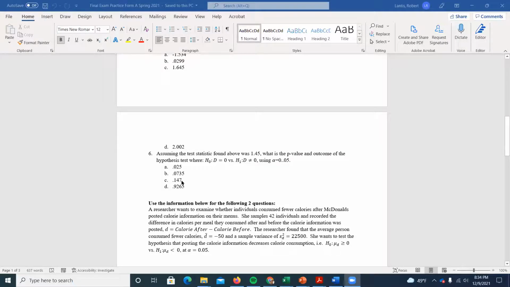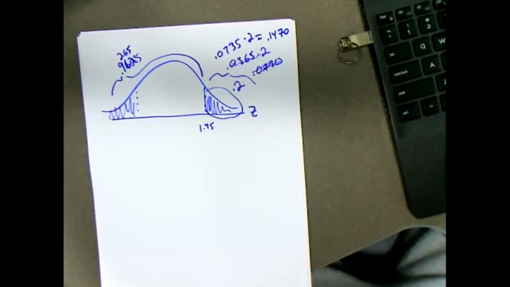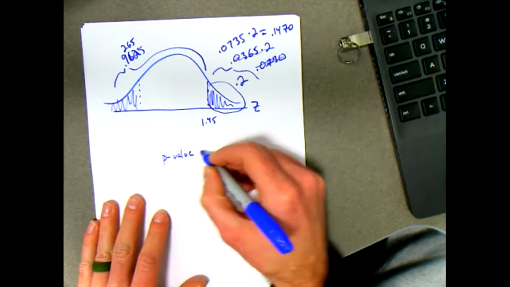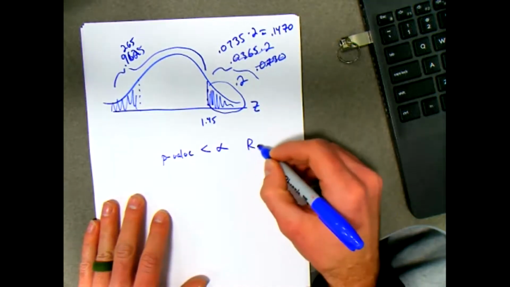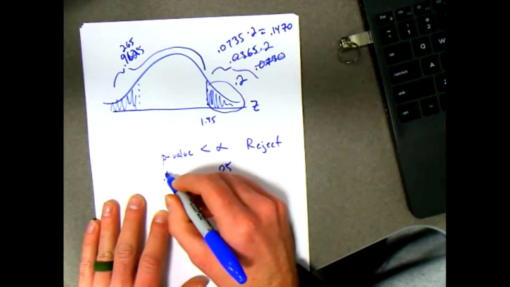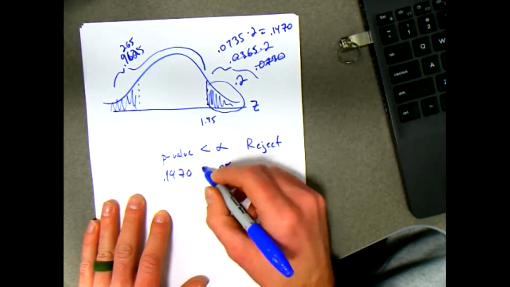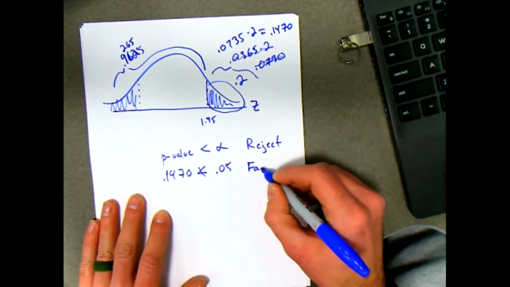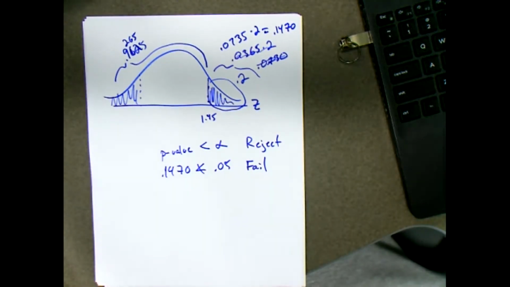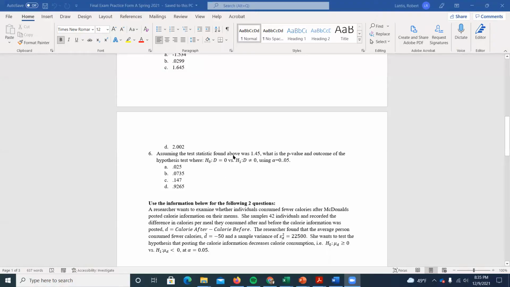Now, if I had asked you for the rejection decision at an alpha of 0.05, if my p-value is less than alpha, we reject. Well, here my alpha is 0.05, my p-value is 0.147. That's not less than my alpha, so I would say I failed to reject there. Okay. So that kind of goes through 6.